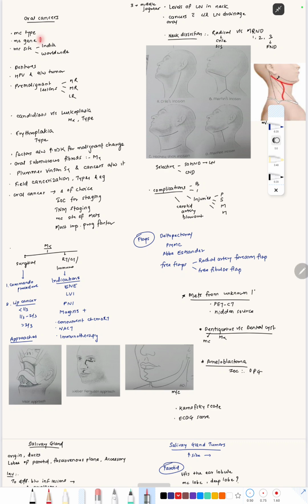The most common gene that is involved in oral cancers is going to be the p53 gene. Now, very important is the sites where it is most commonly seen. It differs in India and worldwide. In India, it is present at the level of buccal mucosa and at the bucco-gingival sulcus. While worldwide, it is found at the lateral border of the tongue.